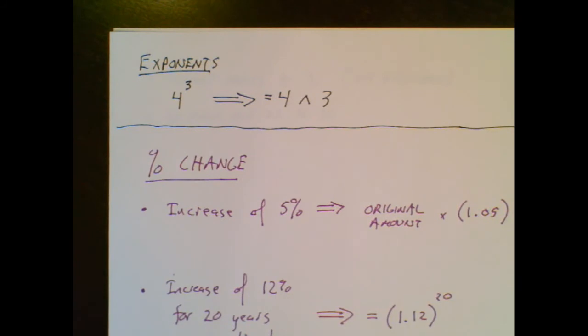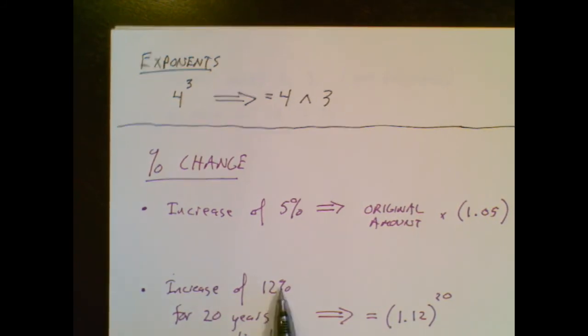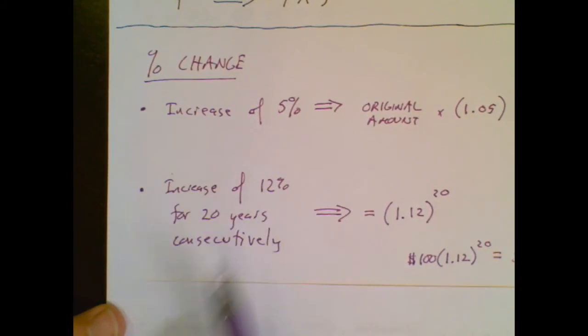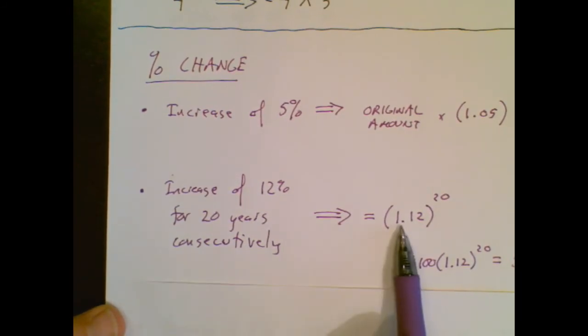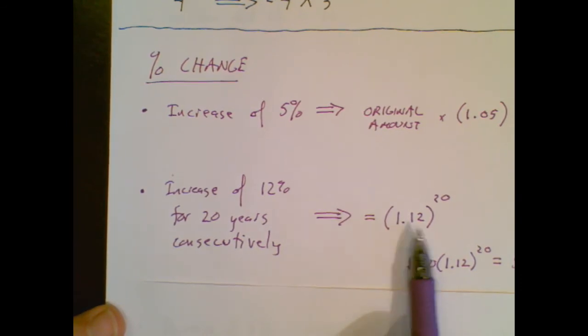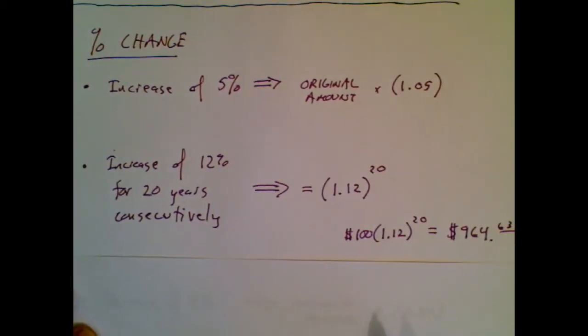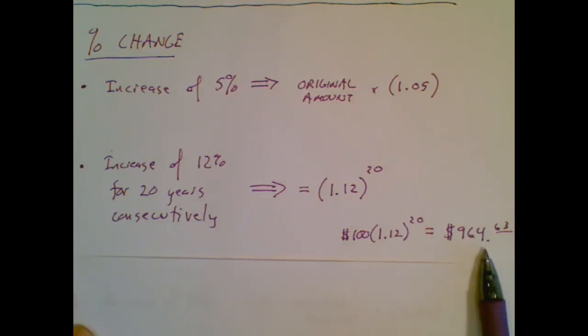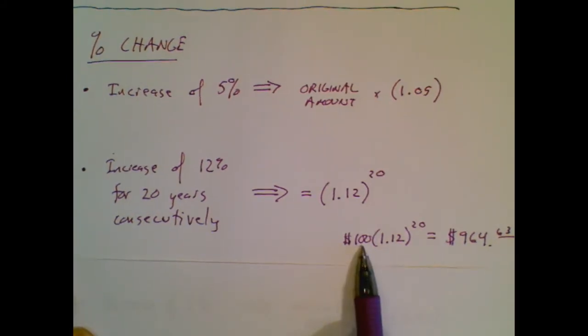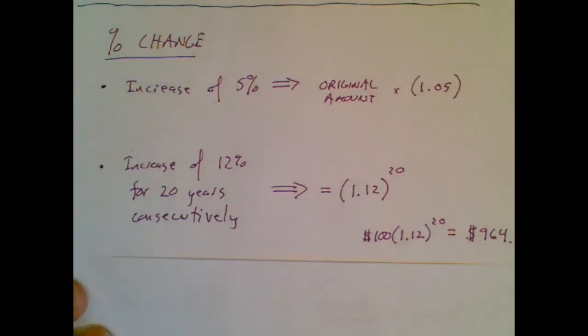Let's say if you have an increase of 12% for 20 years in a row. That's 1.12, 100% plus 12 more percent, raised to the 20th power. Which, by the way, if you want to just check it out on Excel, on spreadsheets, you can make sure that you can come up with $964.63. If you start off with $100, 20 years at 12%, you have almost $1,000.